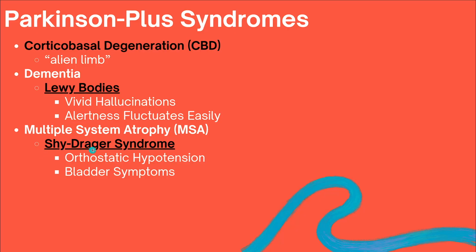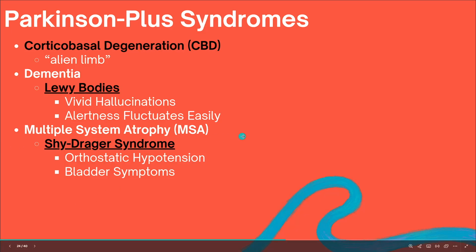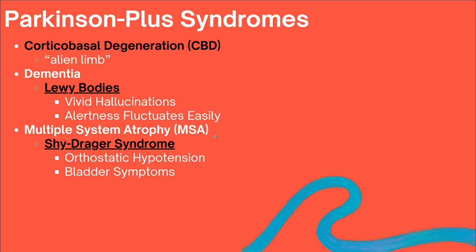And here we have the Shy-Drager syndrome, which is the older term for multiple system atrophy, MSA. Usually the Shy-Drager syndrome is characterized by orthostatic hypotension, meaning when you try to stand up from a supine position, you suddenly get dizzy or lightheaded. You also have bladder syndromes, maybe a distended bladder, or you urinate very frequently, or you don't urinate at all.